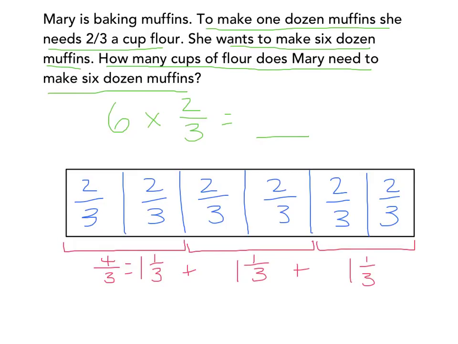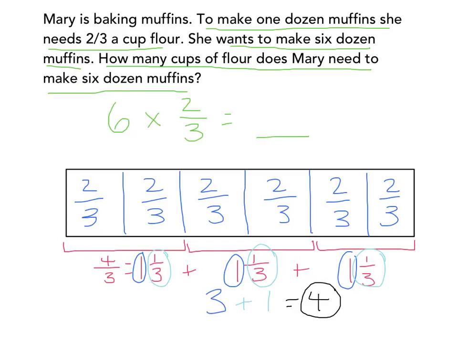And so again, maybe if I think about all of the wholes here, I have 1 plus 1 plus 1, which is 3. And then I have 1/3 plus 1/3 plus 1/3, which is really 3/3, or another whole. So I have a total of 4 cups. So 6 groups of 2/3 equals 4. Mary needs 4 cups of flour to make 6 dozen muffins.